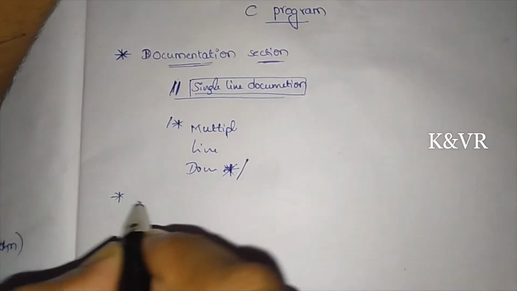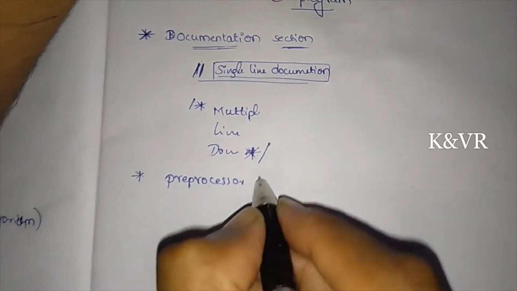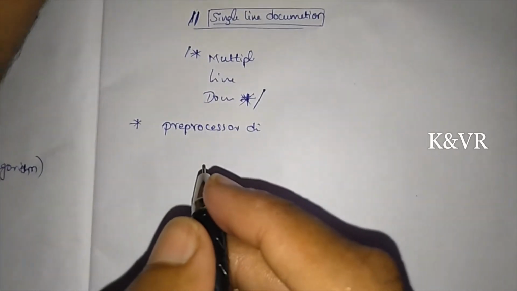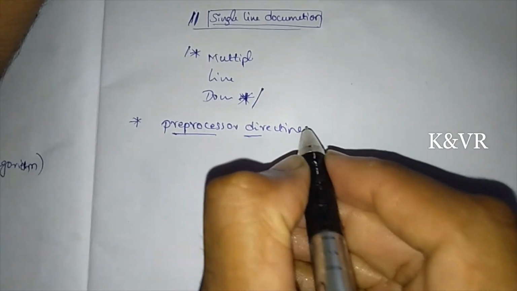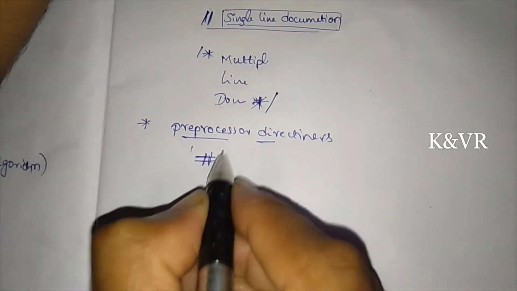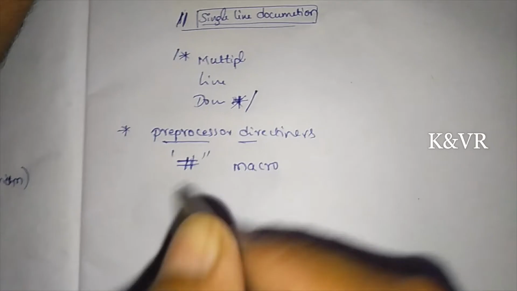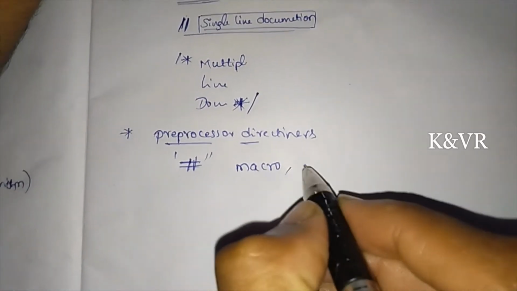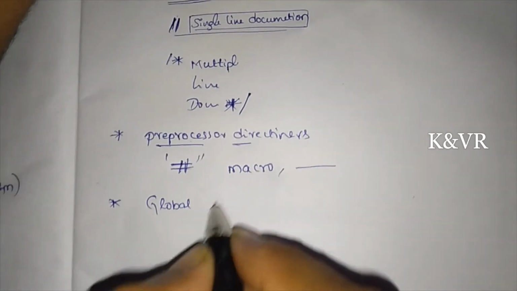And the next one is preprocessor directives. Preprocessor directives are nothing but statements which start with the symbol hash. These are the preprocessor directives. There are some macro preprocessor directives and some others. And the next one is the global declaration section.